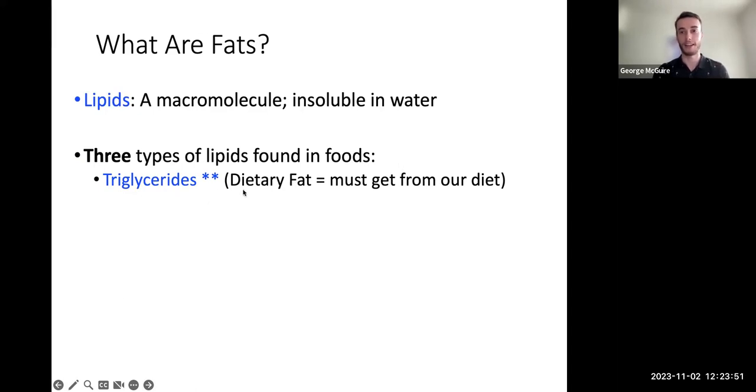And so the only dietary fat, the only version of a lipid that we are getting from our food that we cannot synthesize ourselves are triglycerides. But we're also getting phospholipids and sterols, but these are non-dietary fats, again, meaning that our cells can create their own phospholipids and create their own sterols, but they cannot create triglycerides. So in order to get triglycerides, we must consume them.